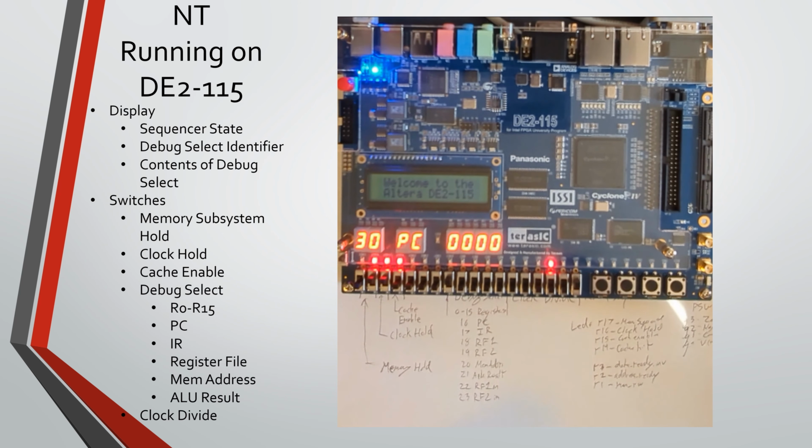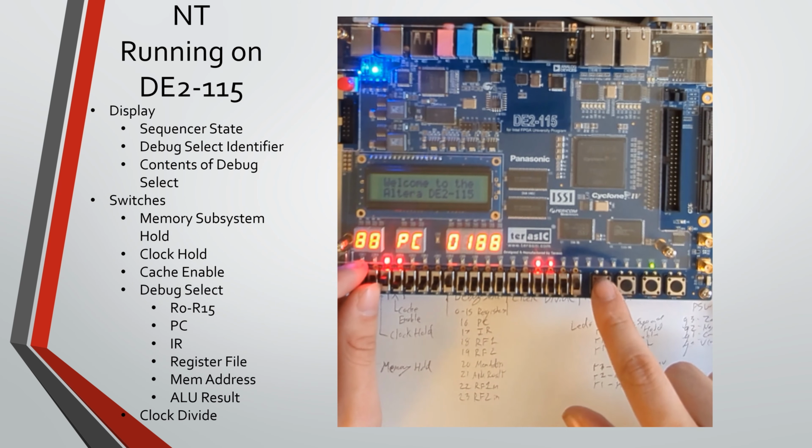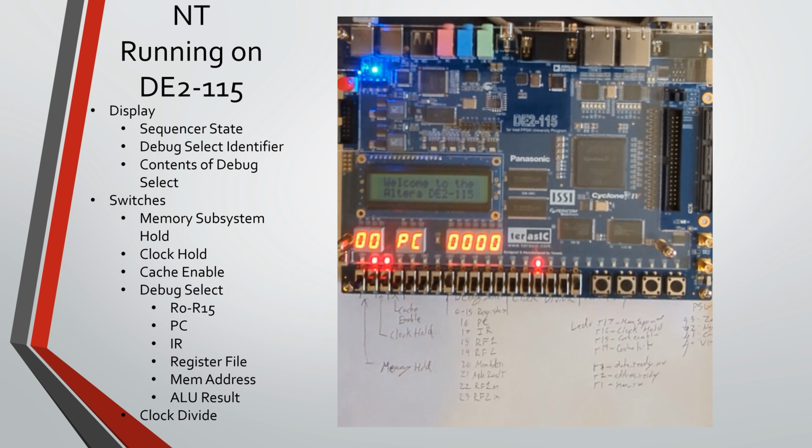And down here we have the processor status word flags. Those will light up if we have a zero, negative, or carry, and you'll see those light up as we go. So they blipped. Thank you.